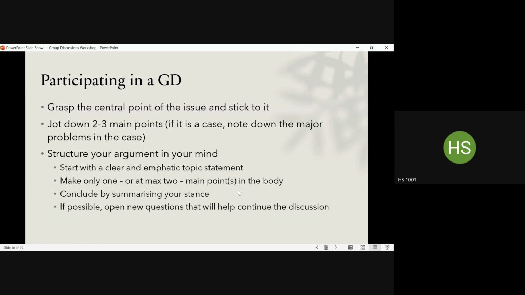Let's say you broke down your central concern into 2 or 3 main points, but you still don't want to speak about all of them. You only want to speak about one of those points. That is perfectly acceptable. Okay?